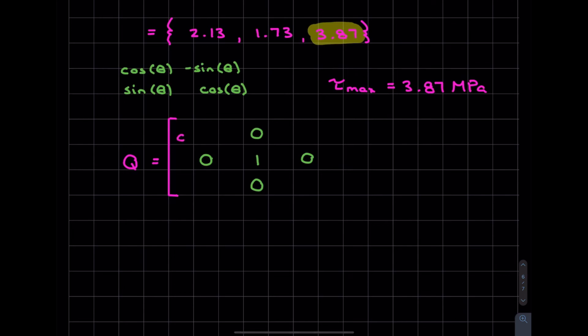We know that this is going to be cosine of theta, which in this case is going to be 45 degrees. I'll talk about that in a second. The second one's going to be negative sine of 45, which is the sine of theta. Bottom here, we're going to have cosine of 45. And then on the other side, we're going to have the sine of 45. So I'm just going to end this matrix.